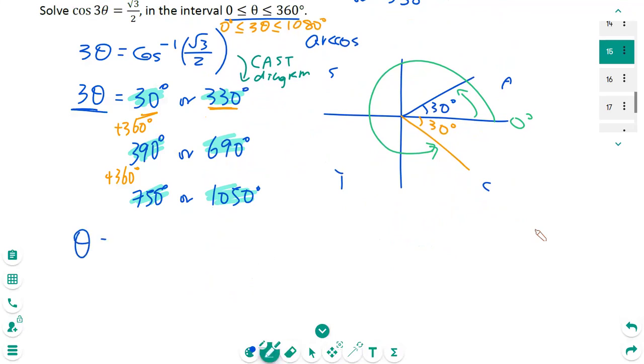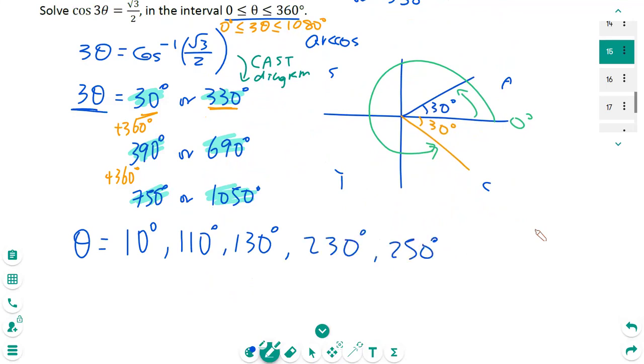So theta, divide everything by 3. 30 divided by 3 is 10, 110, 130. 690 divided by 3 is 230, 750 gives 250, 1050 gives 350. So these are the answers, 6 answers. Okay, this question, I think Edexcel would carry 5 or 6 marks. Right, next one.